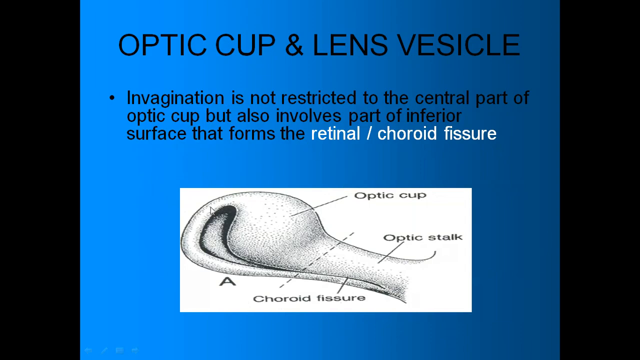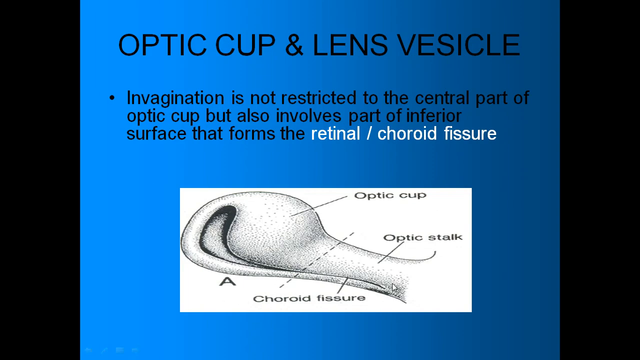The invagination which is happening in the optic cup is not restricted to the anterior aspect. You can see it's extending all the way on the inferior surface of the entire optic cup, including the optic stalk. This fissure is called the choroid fissure. If there is failure of obliteration of this fissure, if you remember my first slide, that condition is called coloboma.